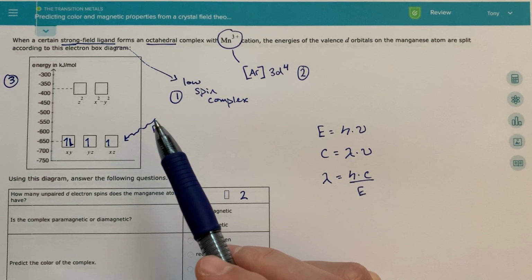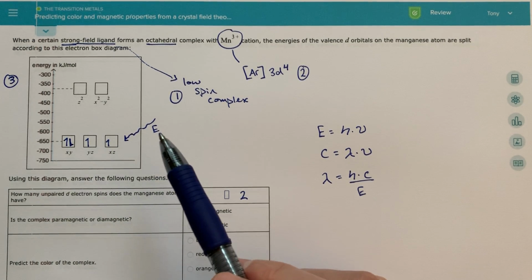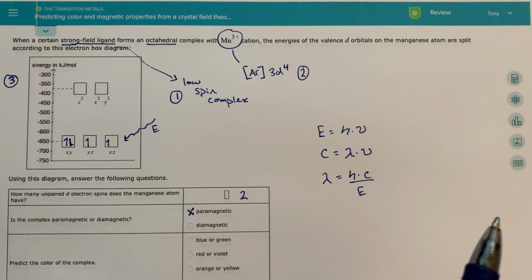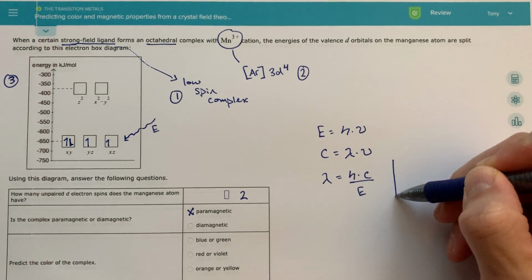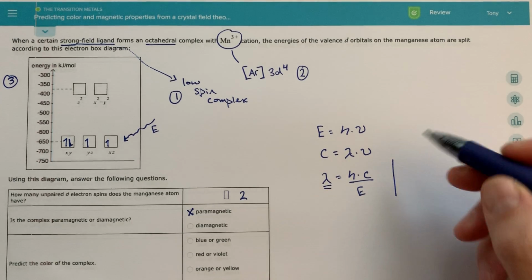When that wavelength of light comes in and interacts with this complex, it is going to be absorbed. It's going to be taken out of the visible spectrum. That's a very important thing, and we'll talk a little more about that once we get there, but that's the take-home concept. So let's fill in some pieces here. In this equation, we're going to be solving for the wavelength. That's what we're looking for.